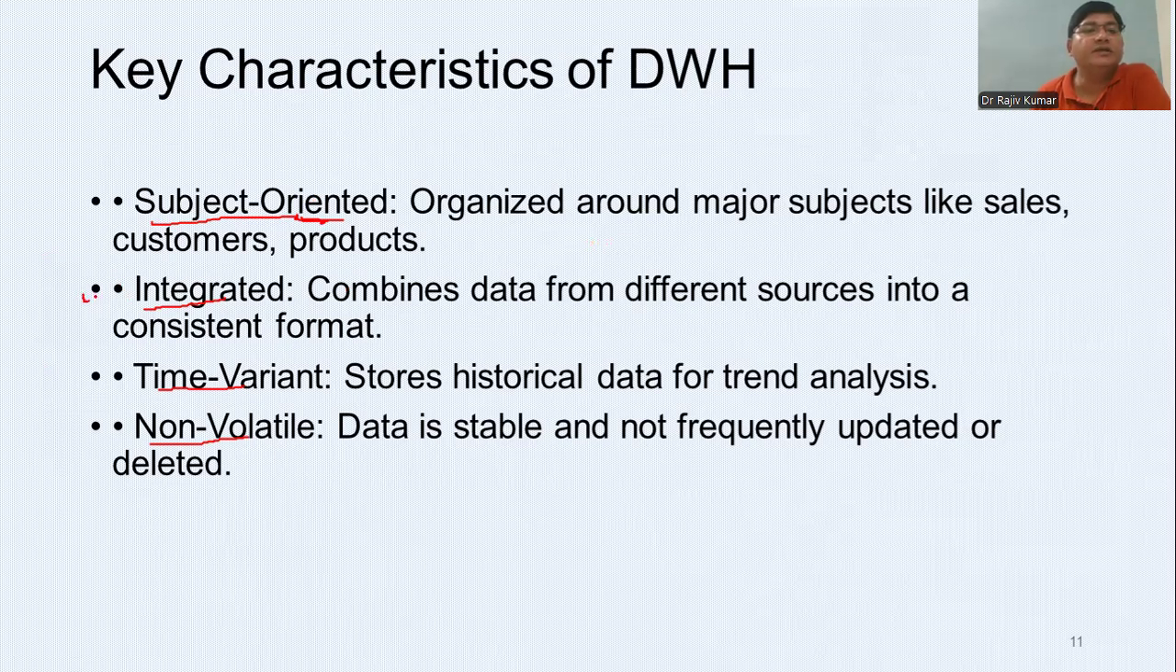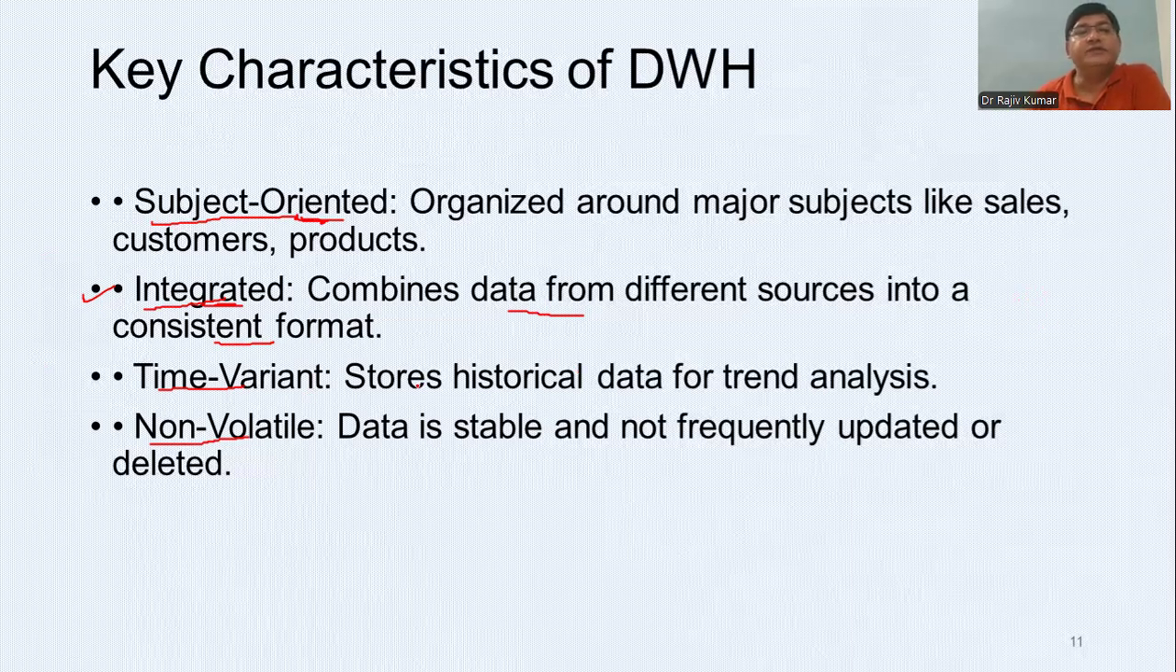Next term is integrated. As the name itself implies, integrated means it combines data from different sources in a consistent form. Data may come from one source, it may come from another source. So data can be integrated in data warehousing.